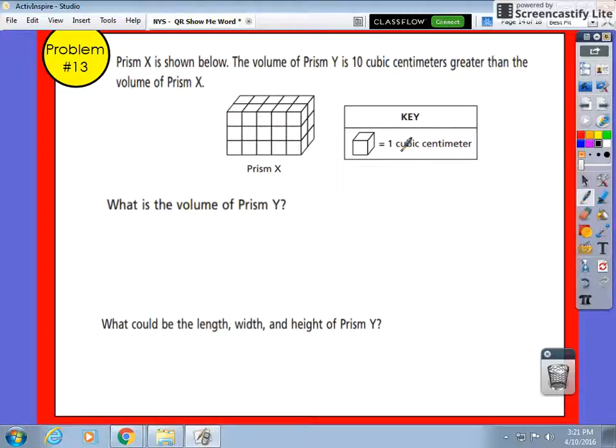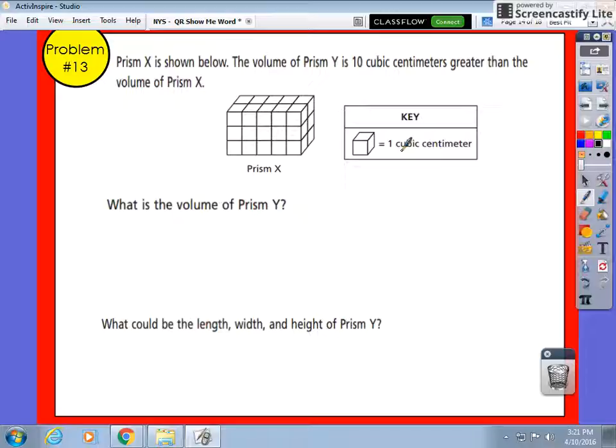And then we have two questions. The first one is, what is the volume of prism Y? And the second one, what could be the length, width, and height of prism Y? So, let's take a look.